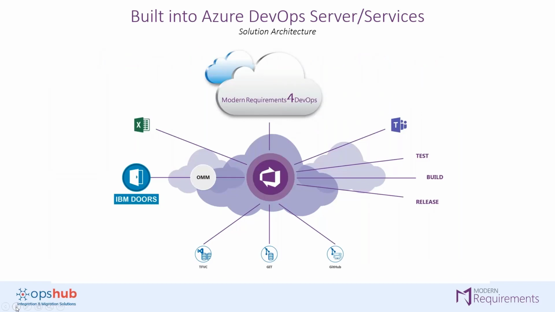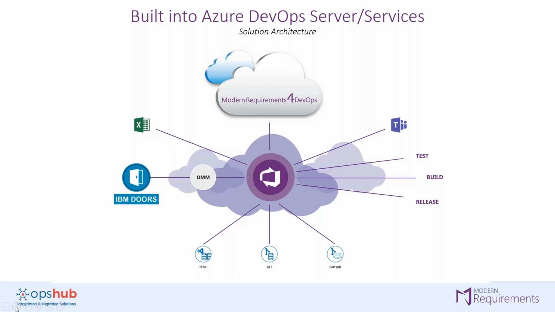Modern Requirements is an extension of Azure DevOps, and all of the content that you create and manage in Modern Requirements is stored natively as work items in Azure DevOps or in the repo. The tool supports single sign-in, so once you activate a license, you simply sign in with your Azure DevOps credentials and you have access to all of Modern Requirements functionality.